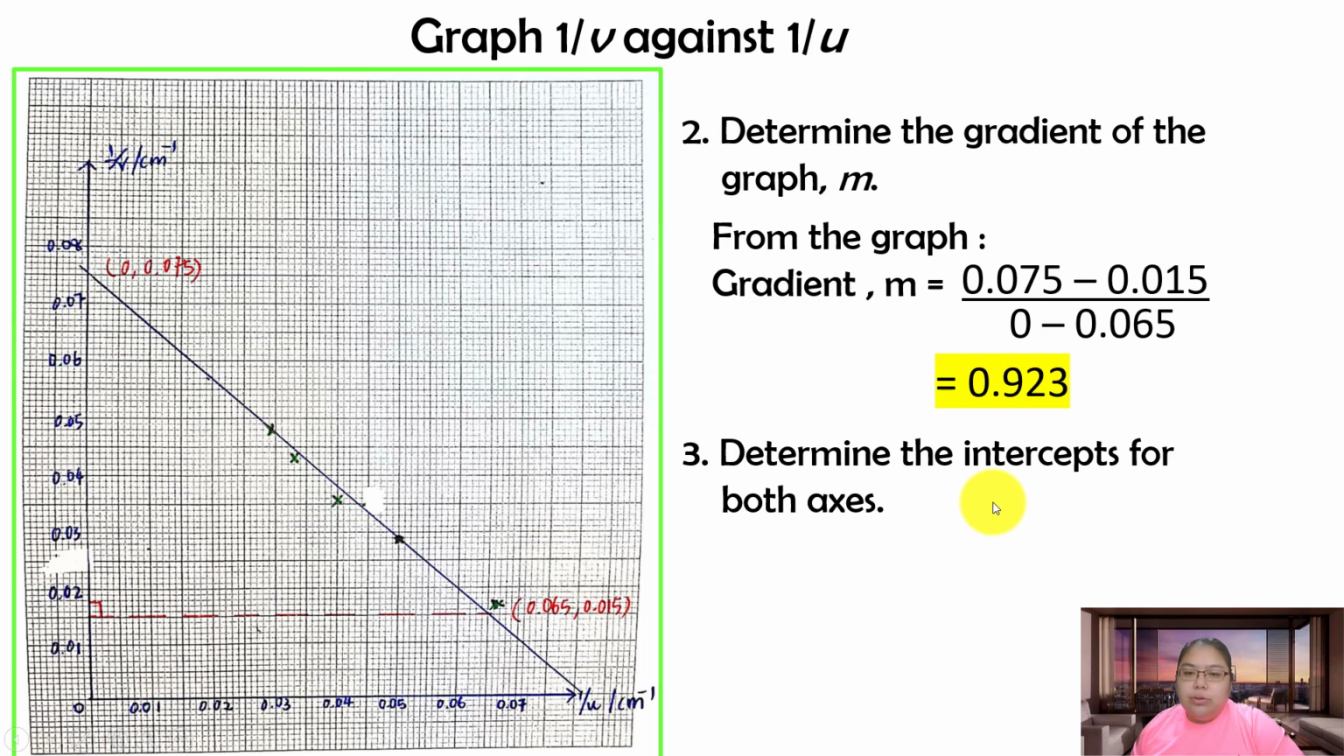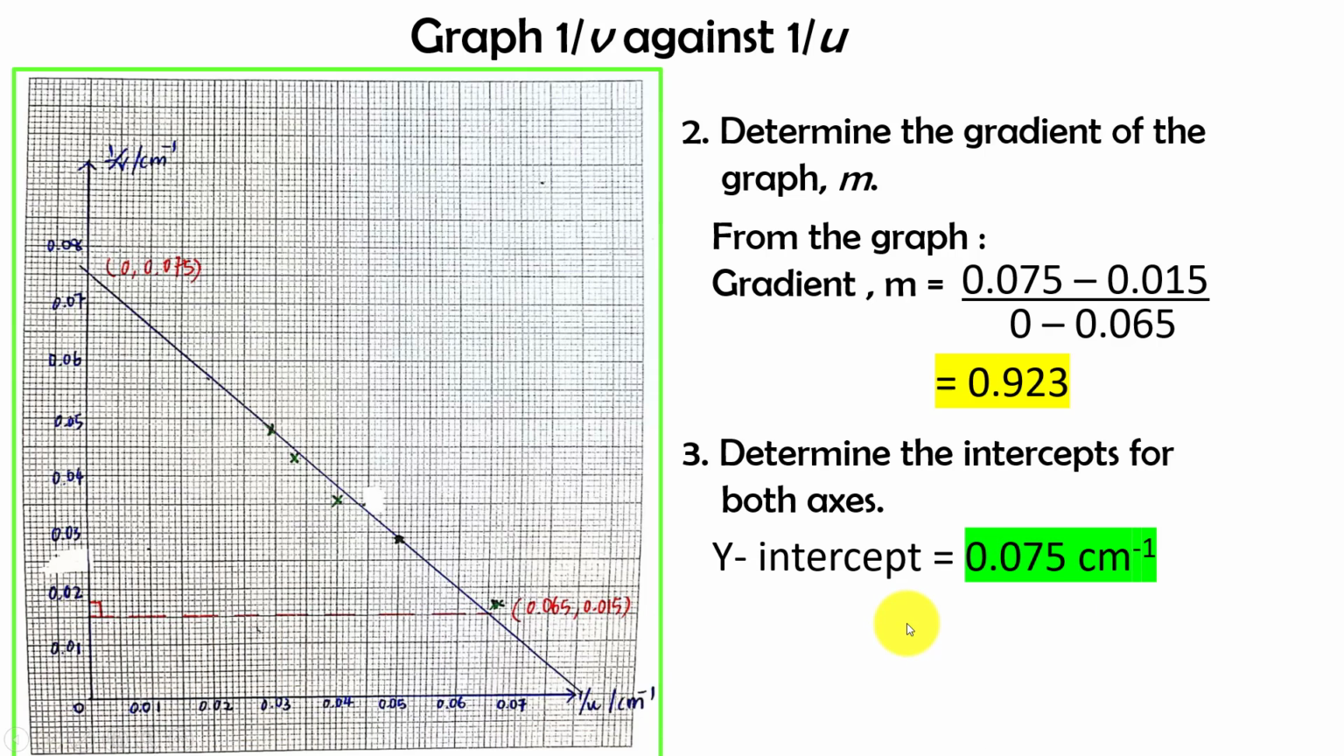Then we go to determine the intercepts for both axes. Both axes means where you cross the y-axis, and where you cross the x-axis. Normally you extend the line a little bit longer. So when I cut here, I can read the reading. My y-axis intercept should be 0.075. When I cross the x-axis, I also need to read. My reading is 0.075 cm negative 1. Another one is 0.081 cm negative 1. So all these answers will refer to your graph.